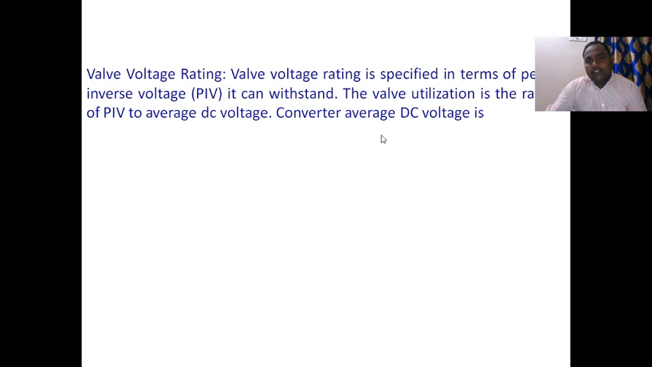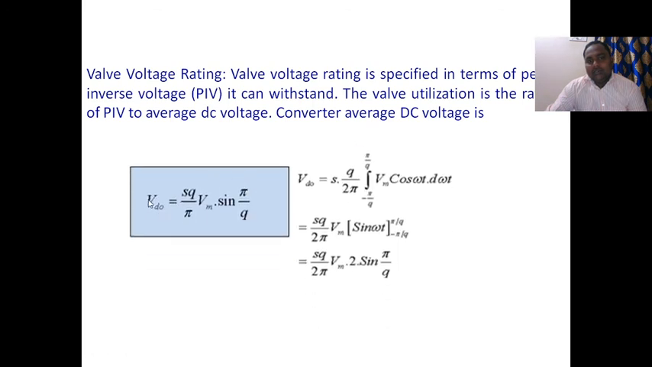Converter average DC voltage Vd0 is equal to SQ Vm by pi sin pi by Q. Vd0 is equal to S into Q by 2 pi integral from minus pi by Q to pi by Q of Vm cos omega t d omega t. That gives SQ by 2 pi Vm sin omega t from minus pi by Q to pi by Q. Overall we get SQ by 2 pi Vm 2 sin pi by Q.